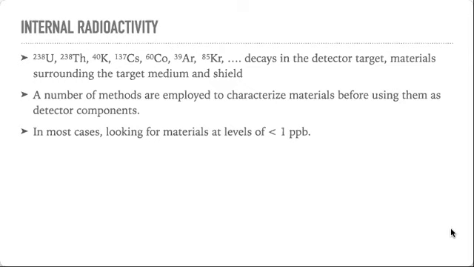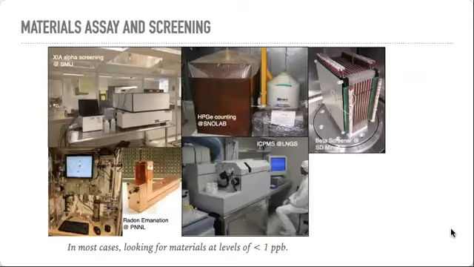And so in most cases, we're looking for less than 1 part per billion. So when I say that, I mean less than 1 part of uranium per billion parts of whatever the material is that I'm looking at. That level is the level of radio purity that we're looking for in materials. So we have an arsenal of detectors that are designed just to characterize materials.